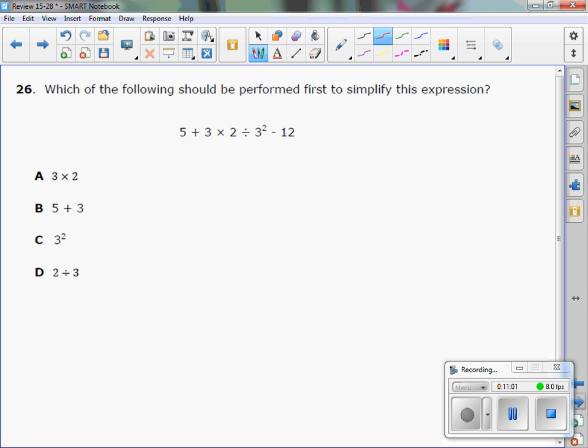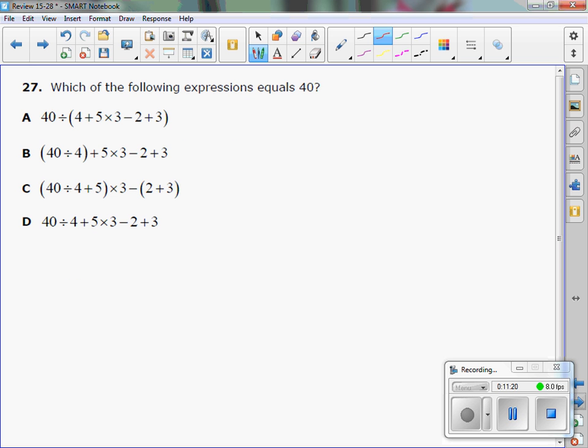Which of the following should be performed first to simplify this expression? Well, we know grouping comes first, but we don't have any grouping here. We don't have parentheses or brackets. The next step in order of operations is exponents. So this 3 squared piece would be my actual first piece of calculation for this problem.